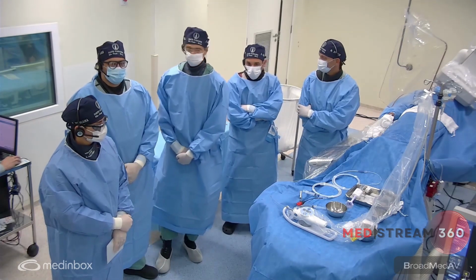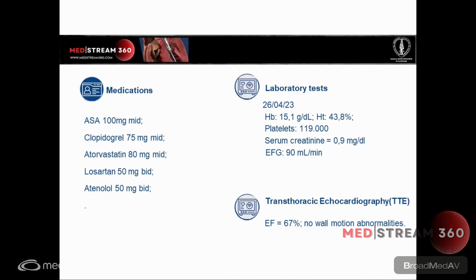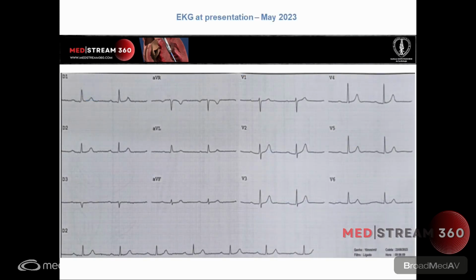EKG showed no significant abnormalities. He was treated with DAPT and statins. His lab tests are unremarkable, except for mild thrombocytopenia. And he underwent echo evaluation, and it showed no wall motion abnormalities. This is the EKG, like I said, no ischemic changes.